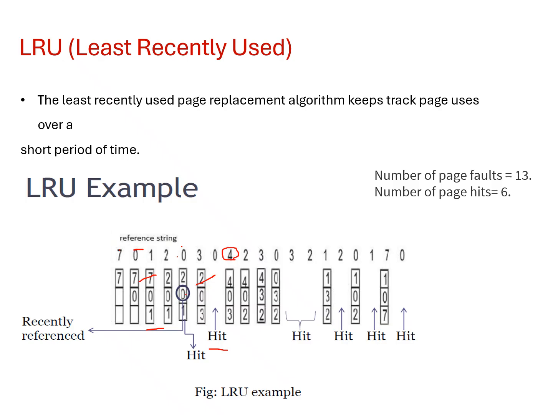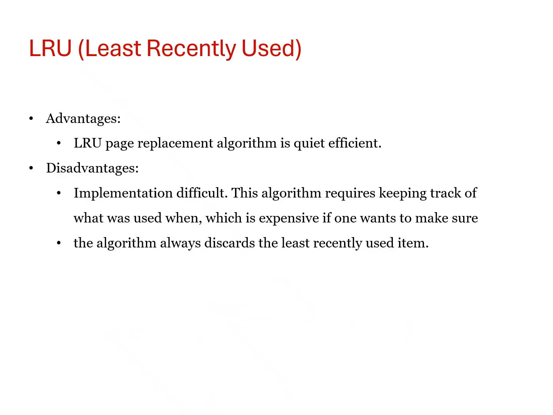This is about cache memory. Cache memory is used for improving the speed of computation. The LRU page replacement algorithm is quite efficient. However, implementation is difficult, because it's very tough to track which page was not recently used. Okay, thank you.